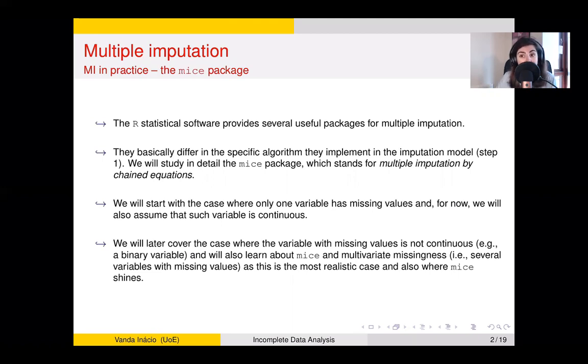And next week, to conclude our course, we will be looking at the case where several variables have missing values. So multivariate missingness, which is the most realistic situation in practice, and also where mice shines. But let us start.